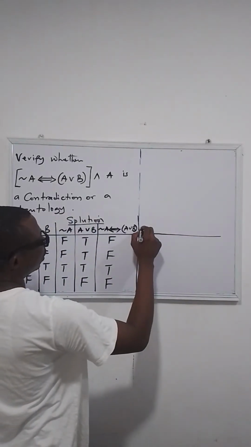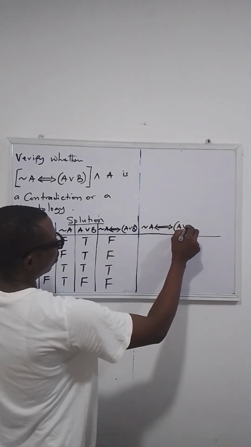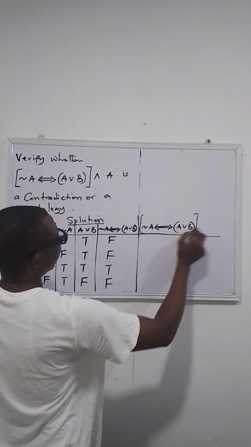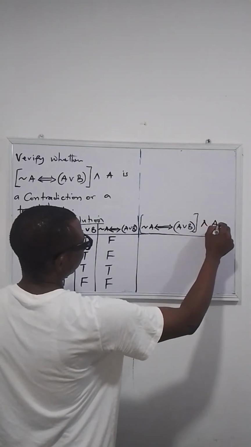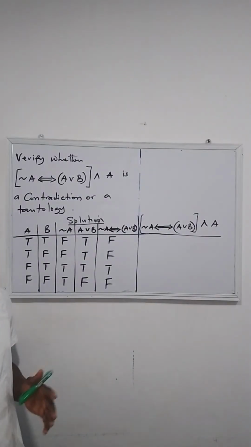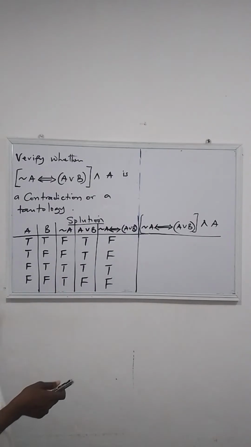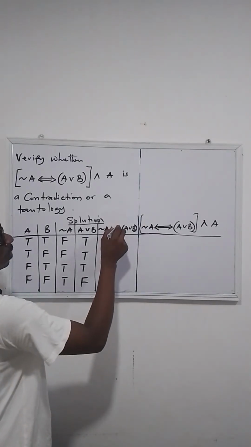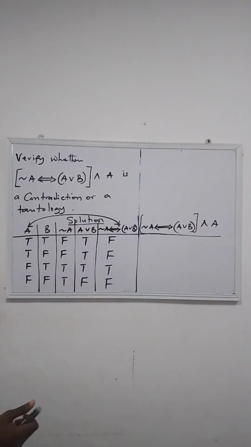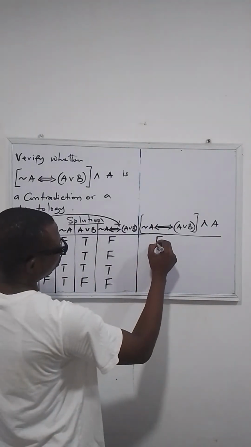So we have negation of A biconditional A or B, everything in bracket, and A. Now don't forget, and is very strict. We can only have a truth value of true if the two statements are true. Okay, right. So now let's combine this and A. So these are the two statements we are combining.